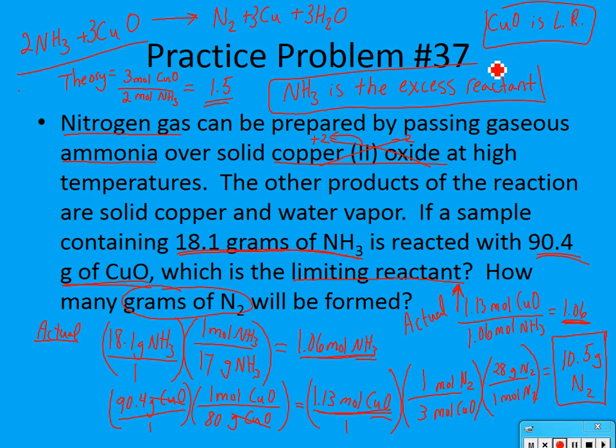NH3 is the excess reactant. Copper oxide was the limiting. So we always use the limiting reactant to be able to tell how much product you're going to form, because the other one is going to have a lot of it left over. So you're going to have a bunch of ammonia left over in this reaction.